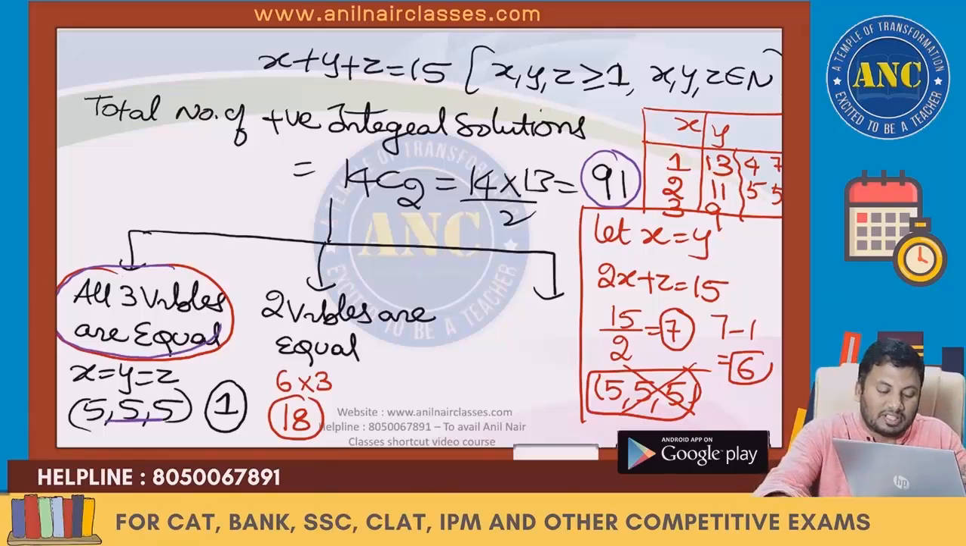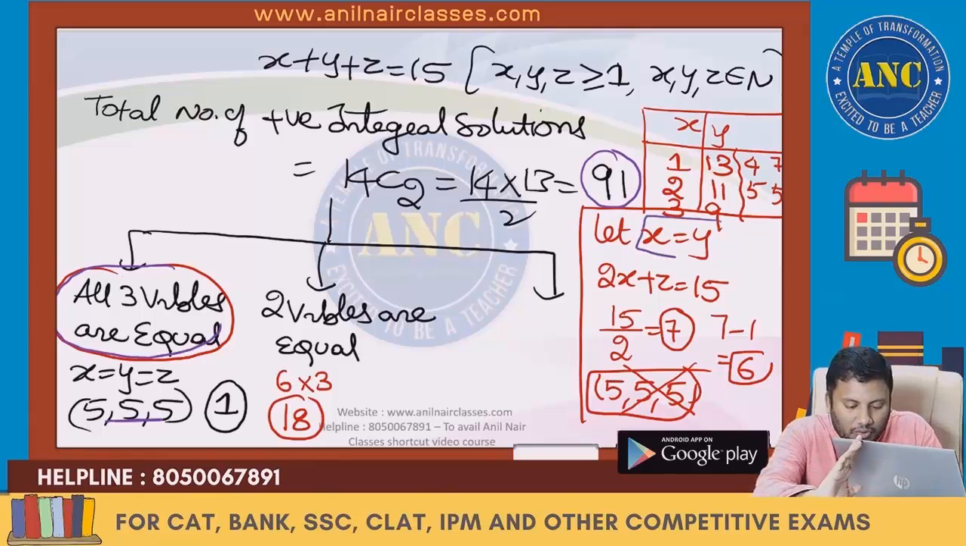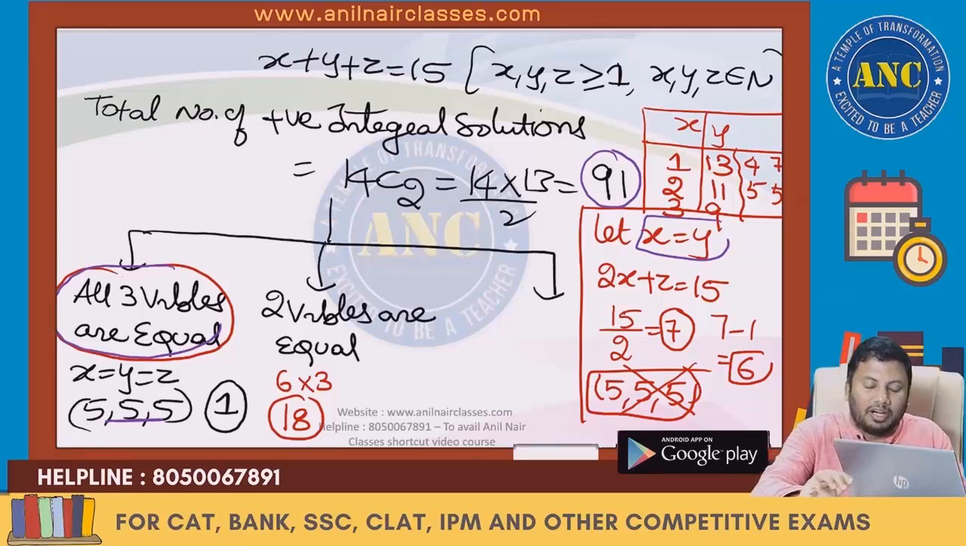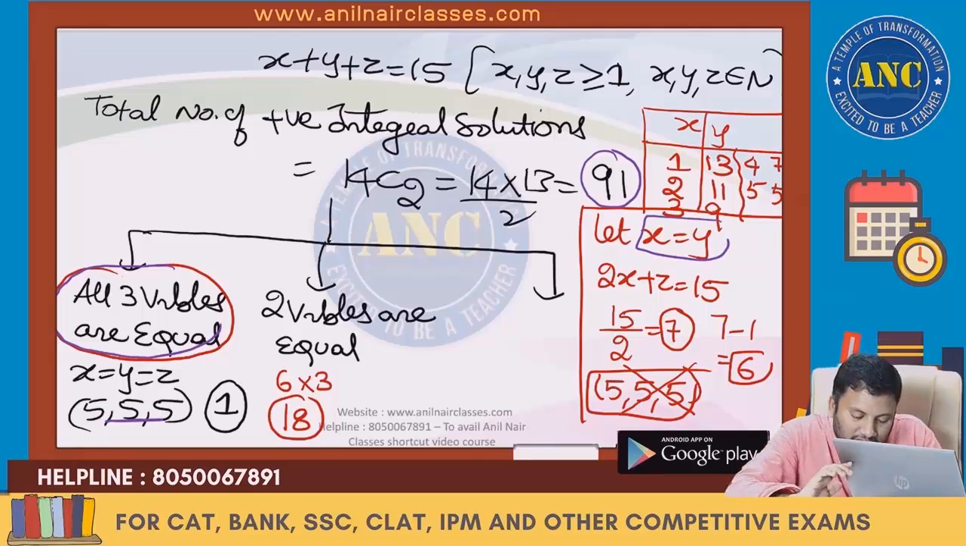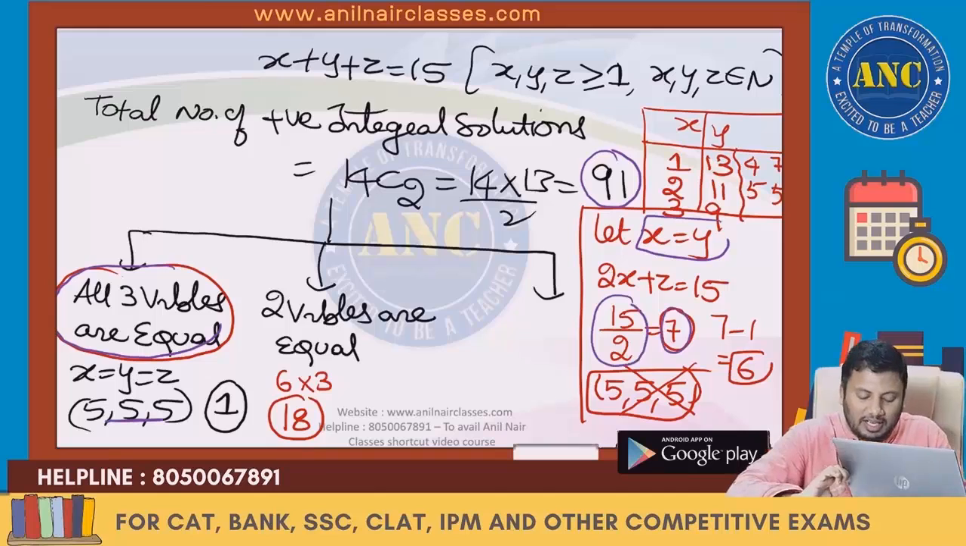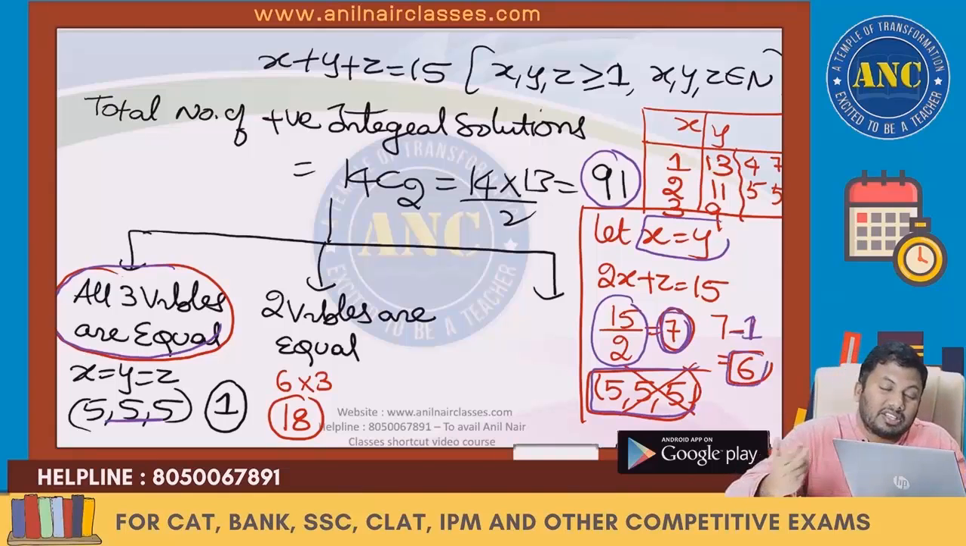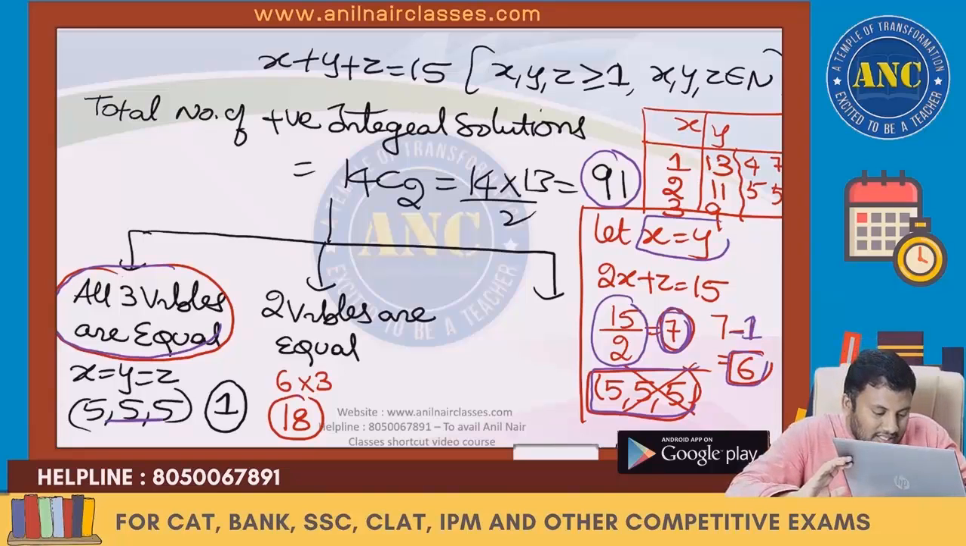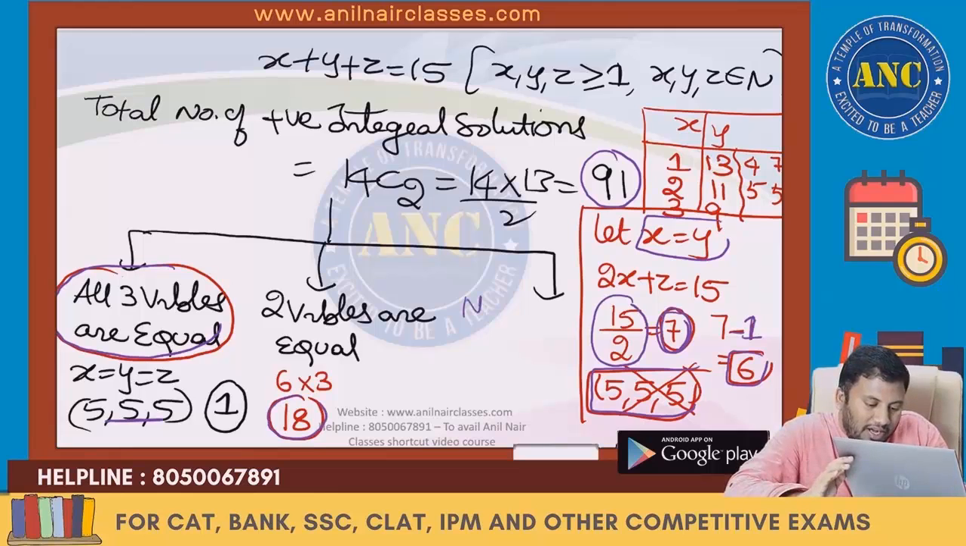If 2 variables are equal, if x equals y, 2x plus z equals 15. The coefficient of z, 1, is a factor of 15. 15 by 2 is 7.5. Taking the factor, it is 7, but I am decreasing one case, the case when all are equal. 7 minus 1 is 6. X equal to y, y equal to z, z equal to x: 6 threes are 18. That means no variables are equal.